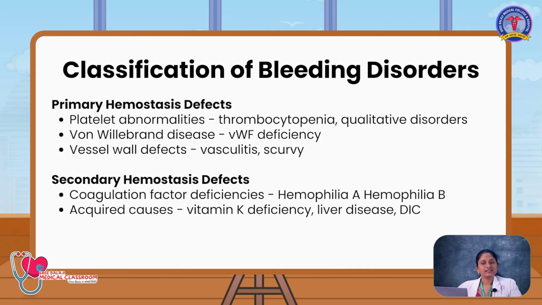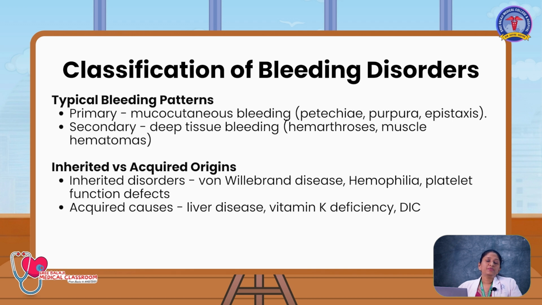Von Willebrand disease is also a primary hemostatic defect where there is a deficiency of von Willebrand factor, and vessel wall defects such as vasculitis and scurvy also come under primary hemostatic defects. The typical bleeding pattern in case of primary hemostatic defects is mucocutaneous bleeding causing petechiae, purpura and epistaxis.